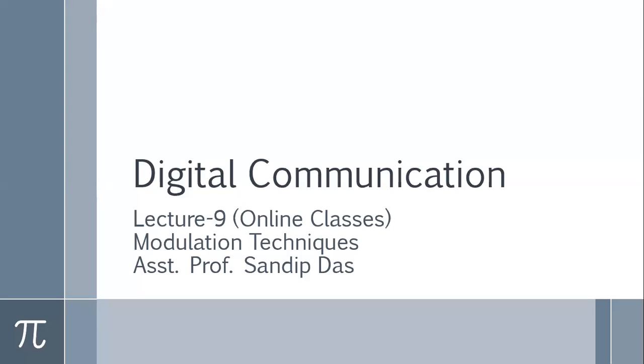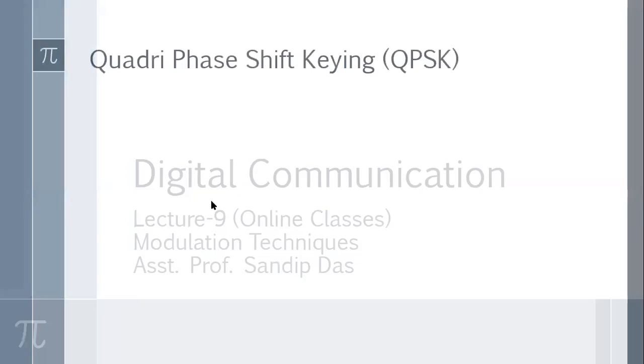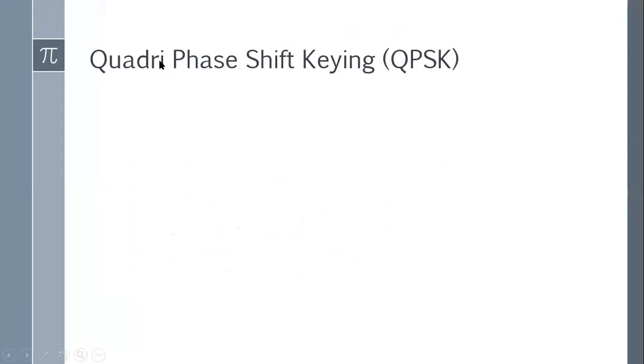So today we'll start with another modulation technique, which will show us the way to transmit 2 bits of data at a time. In the previous class we sent a symbol which consists of 1 bit. Today we will see how, using the same phase shifting method, we can transmit 2 bits of data at a time. This method is known as quadri-phase shift keying or QPSK.